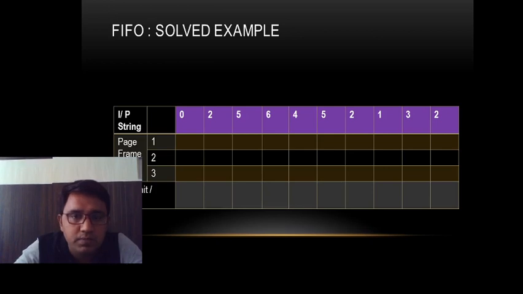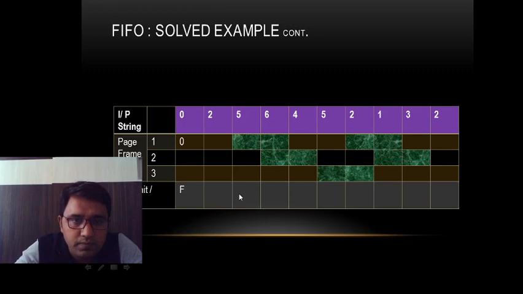Let's take an example. In this case we have taken some input reference strings which have been shown over here. We'll be considering the number of page frames as 3 and we'll be finding out whether it generates a page hit or page fault. Hits will be generated wherever the page which has been asked is present inside a page frame, otherwise it will be considered as a fault.